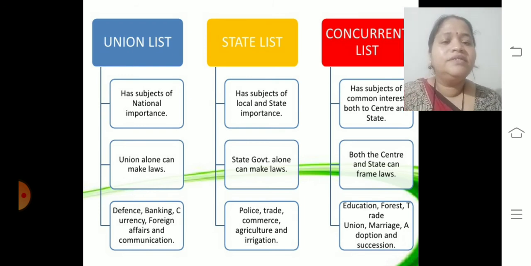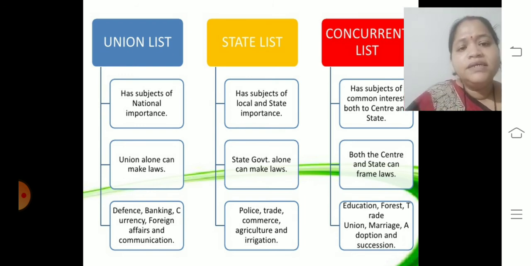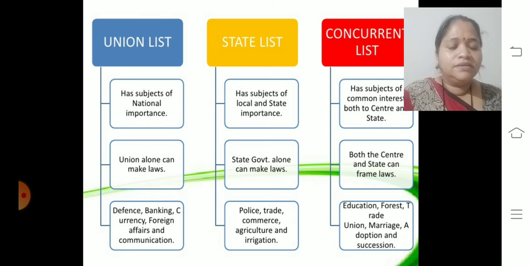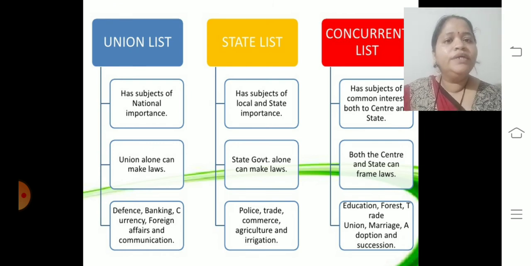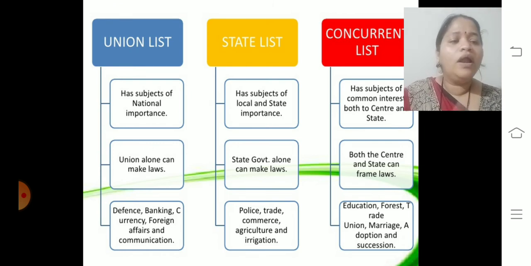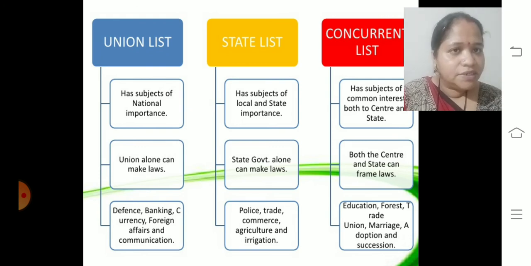Children, look at the example. The union list, where we talked about defense, the country's security, the border security. Who will see this? Obviously the central government. Banking system, currency value, foreign affairs, internal or external communications, everything is under the control of the union list. It means the central government, or I am talking about the union government.